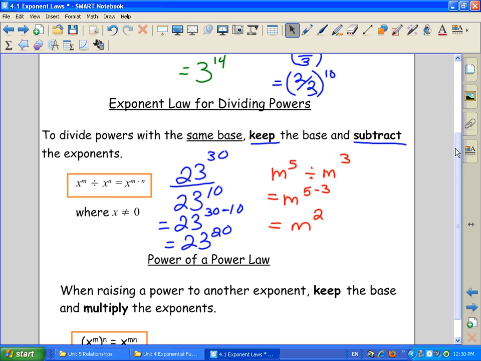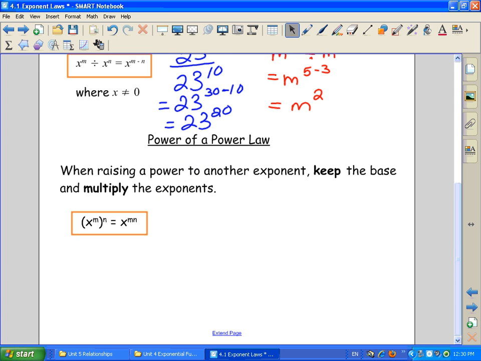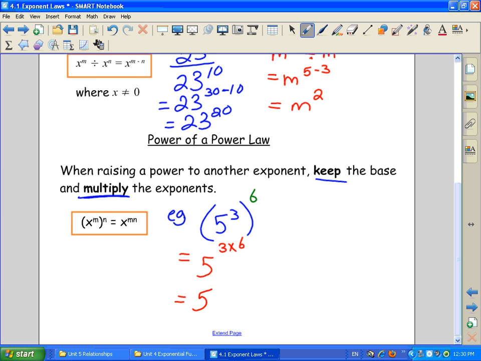Great. Taking a look now, folks, we're going to do the power of a power law. That's one exponent raised to another exponent. So remember, you keep the base the same, and you multiply the exponents. In this case, for an example, if I had 5 to the power of 3, but that's all raised to the power of 6, the base is 5, and it's going to be to the power of 3 times 6. That's going to be 5 to the power of 18.